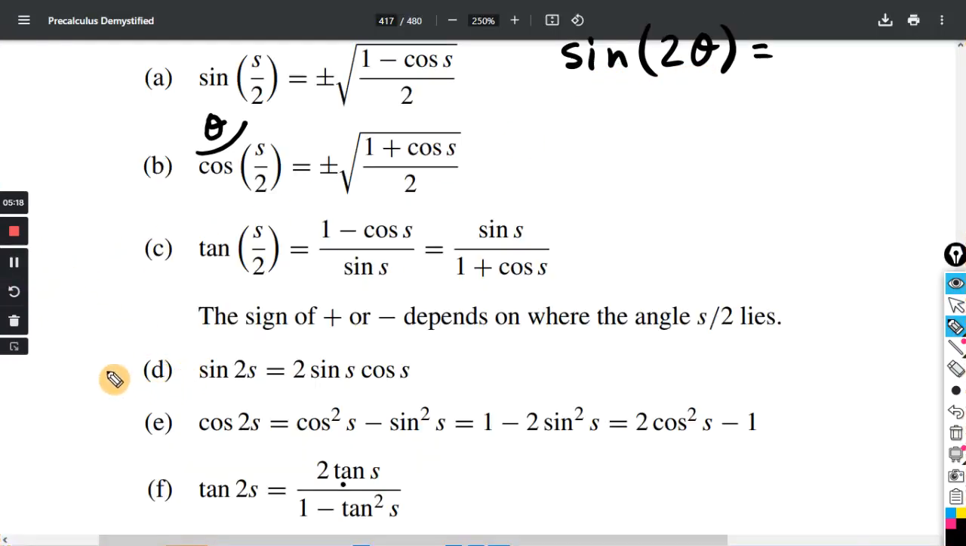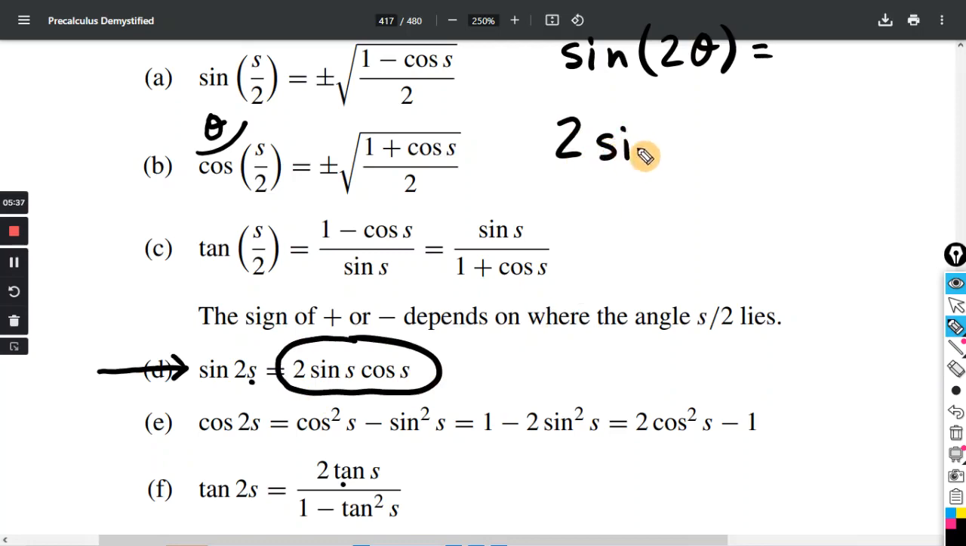The double angle formula for sine, and they use s instead of theta, is just 2 sine of s times the cosine of s. So we will say 2 sine of theta times cosine of theta. That's it right there.